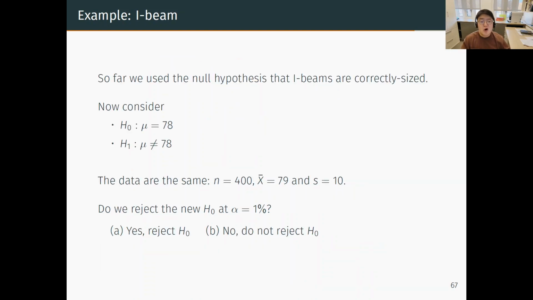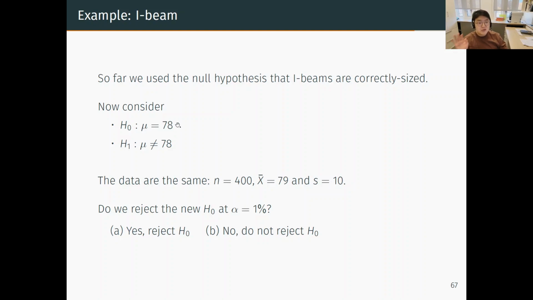Finally, let me try another simple experiment. Now I am changing the null hypothesis. So previously, I believed that the null hypothesis was that the I-beams are correctly sized. However, now I believe that the I-beams should be in a wrong size. So for some reason, I believe that the I-beams are 2 millimeters smaller than it should be, right? So somehow I believe that the expected height is 78 millimeters, which is wrong.